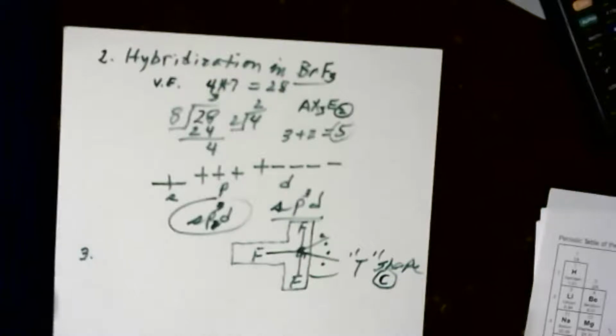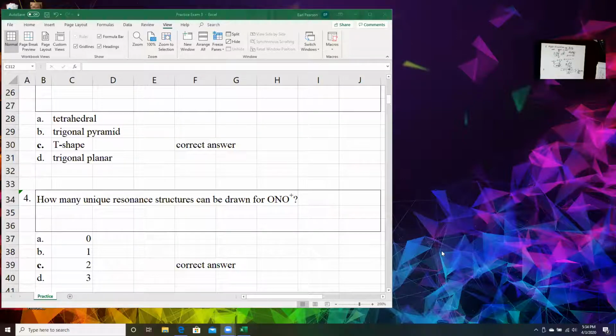Now, let's see, I need to start screen sharing, I guess. Yes, let's do sharing again. And now you can see the questions again and see the answer to this one was T-shape. Now, that was number 3. We're ready to now do number 4. And it says, how many unique resonance structures can be drawn for ONO+?